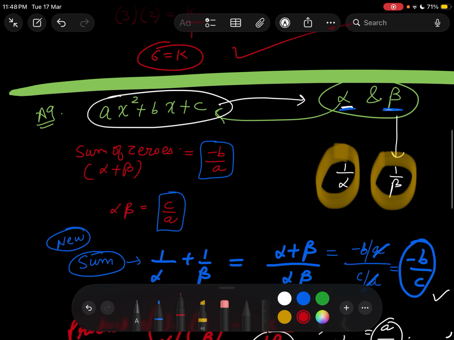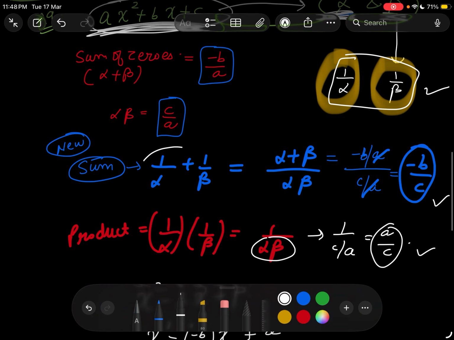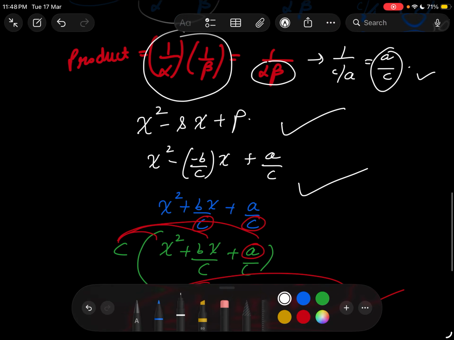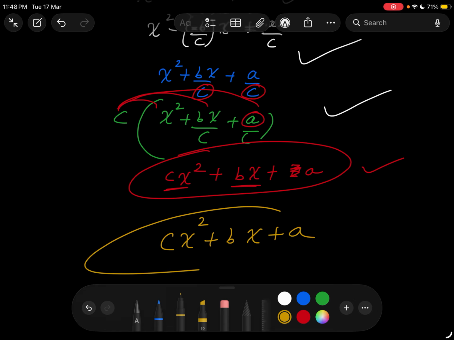So what did we do? They are basically saying that if the zeros of this polynomial are alpha and beta, then find a new polynomial whose zeros are their reciprocals. So the zeros of the new polynomial will be 1 by alpha and 1 by beta. So once we took their sum, once we took their product, we put the values and write it here, and then we have the new polynomial cx square plus bx plus a. That's it.